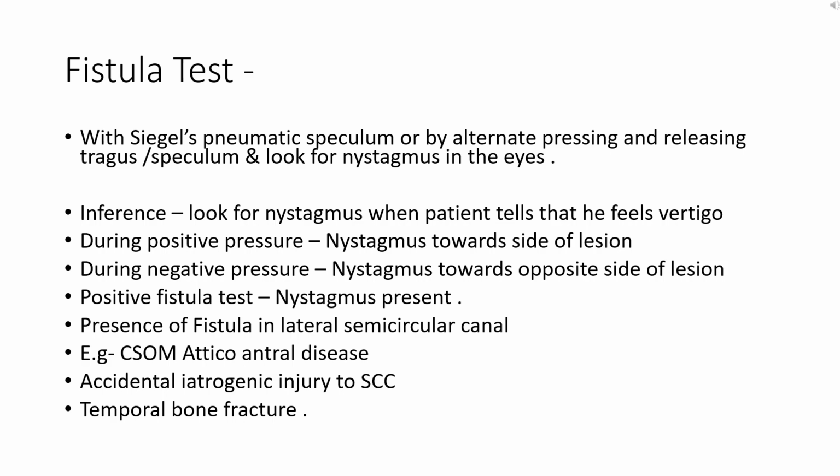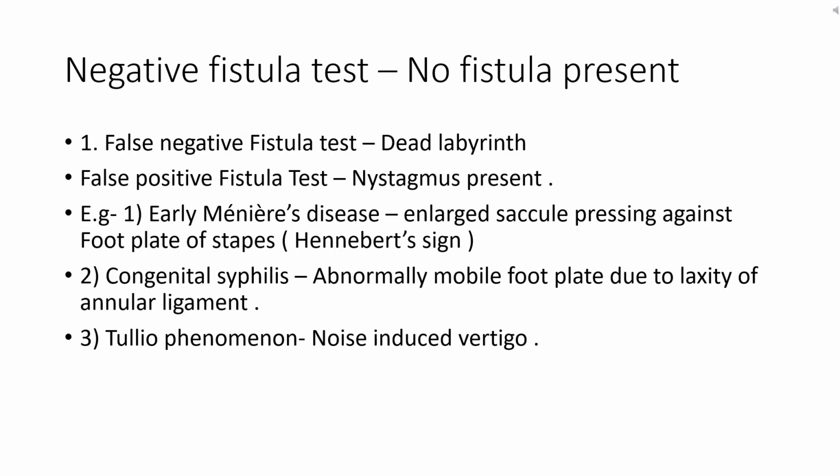What is the positive fistula test? In which the nystagmus is present. So it indicates the presence of fistula in the lateral semicircular canal. It will be seen most commonly in chronic suppurative otitis media, the variant being atticoantral, and it can also be seen in case of accidental iatrogenic injury to the semicircular canal, and also in cases of temporal bone fracture. So basically, what is a negative fistula test? In this, there will be no fistula present.